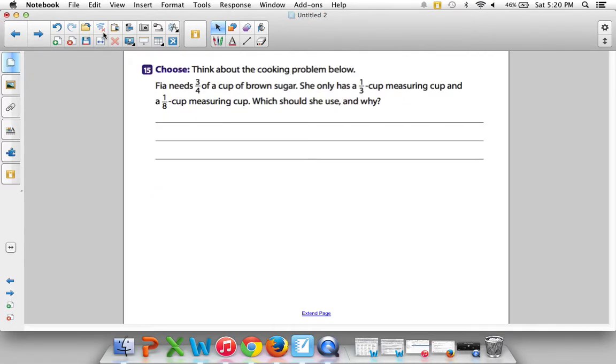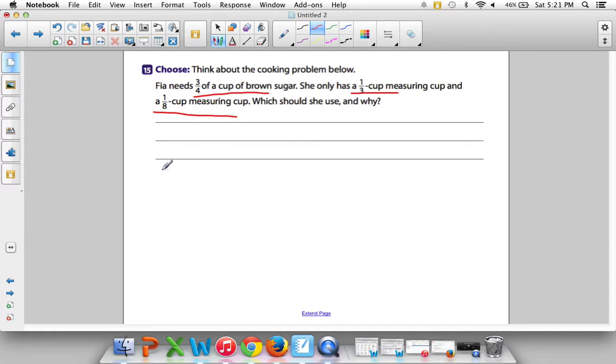All right, last question for this evening. Fia needs 3/4 of a cup of brown sugar. She only has a 1/3 cup measuring cup and a 1/8 cup measuring cup. Which should she use and why? They're asking this. It's a confusing question, so please pay attention.